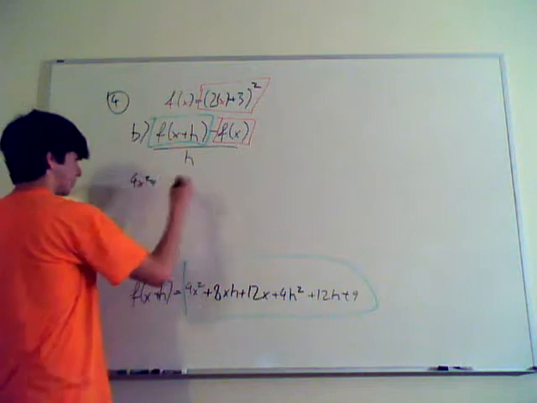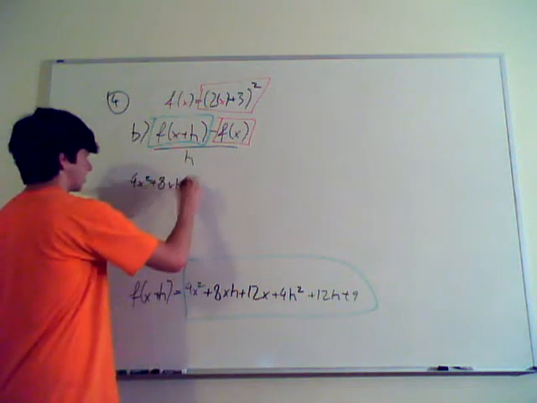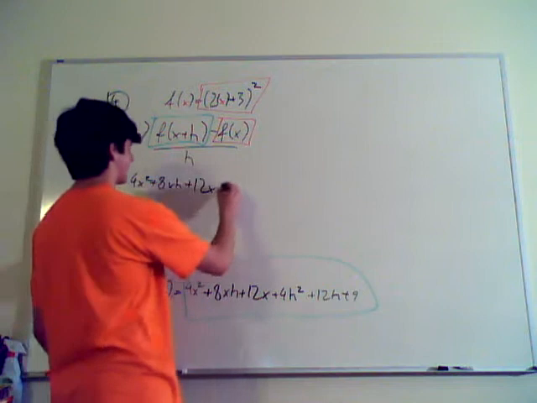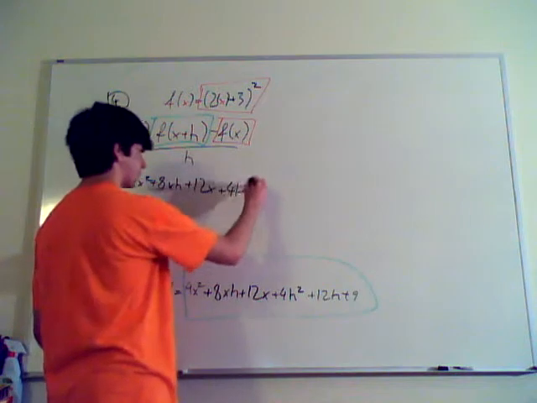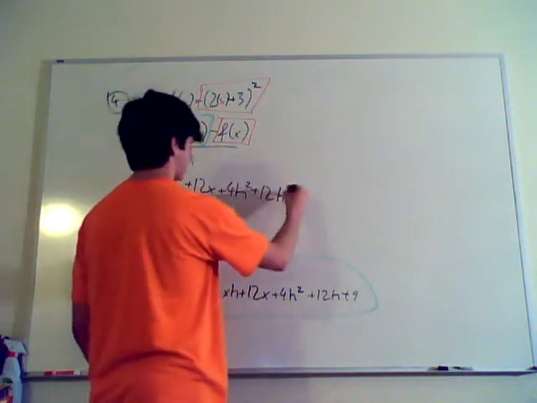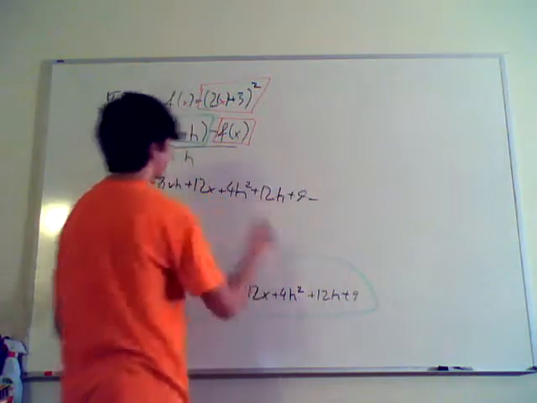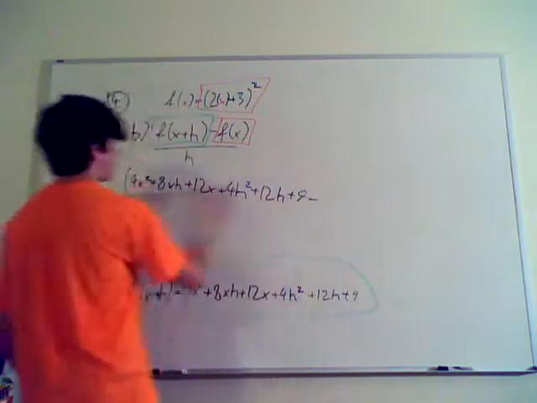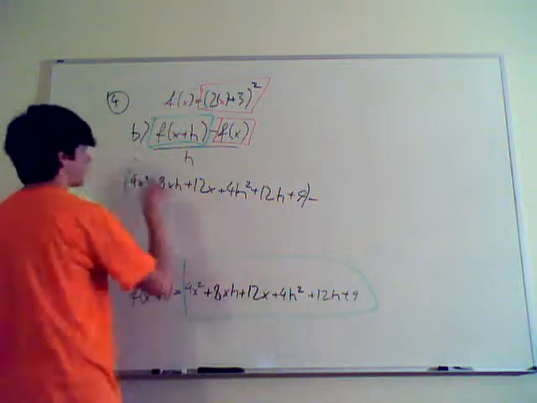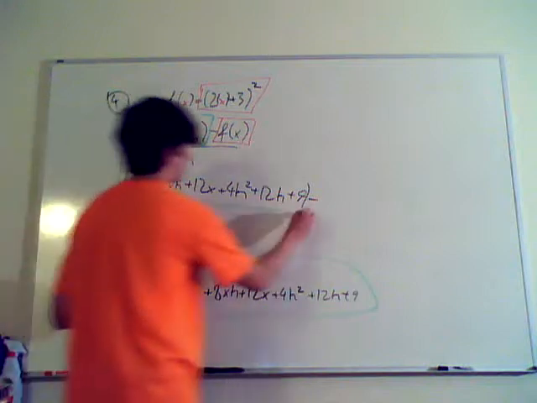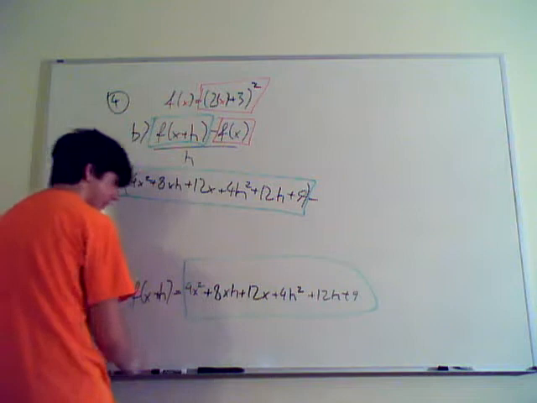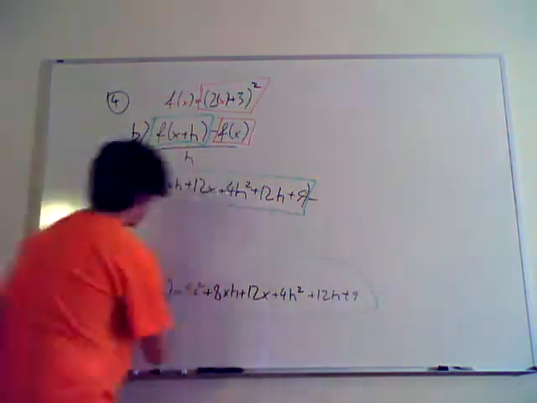4x squared plus 8xh plus 12x plus 4h squared plus 12h plus 9 minus, let's put this in parentheses, the green thing. I'll actually still do this. Alright. I can erase this because I will need it for space.